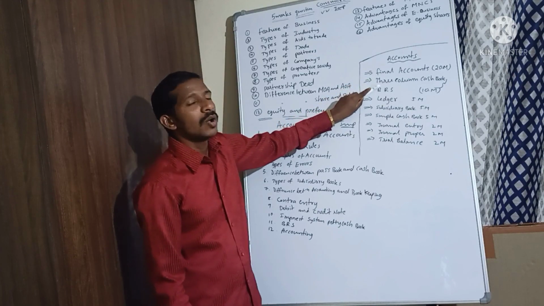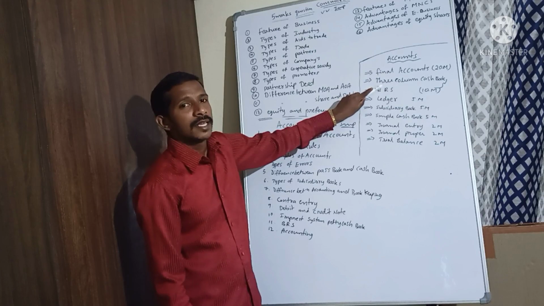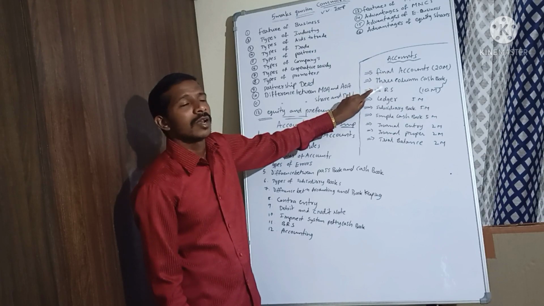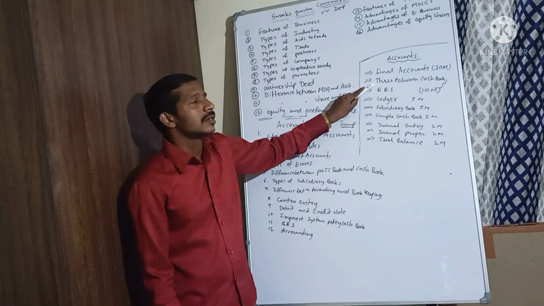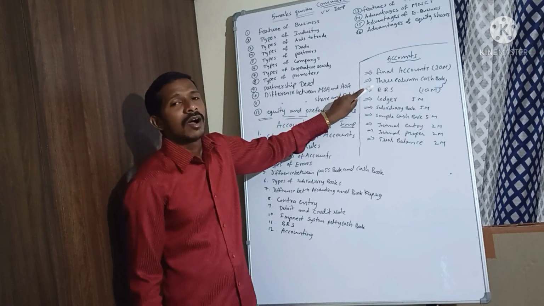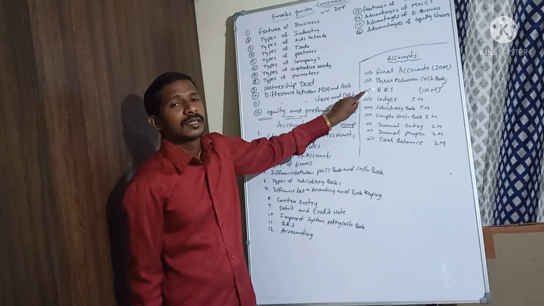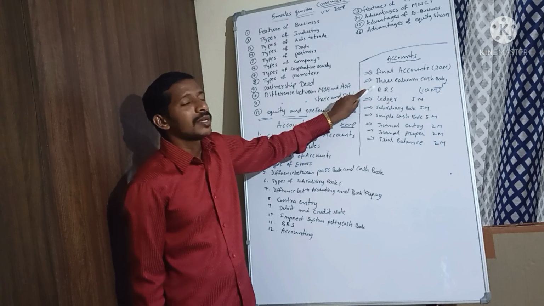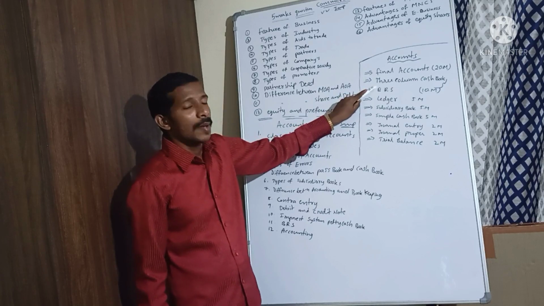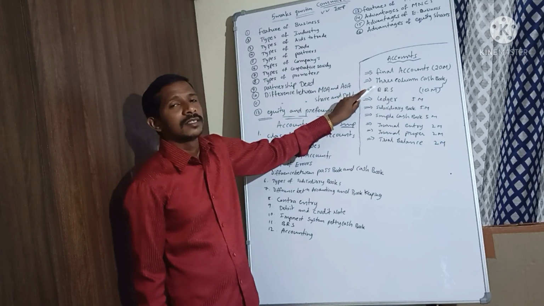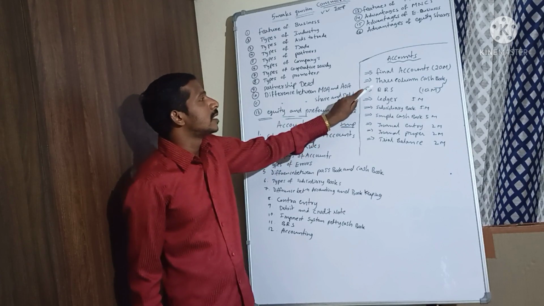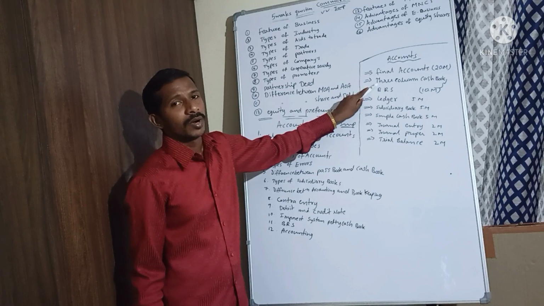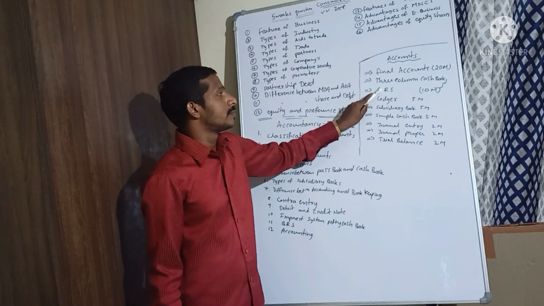Next one, 3-column cash book. Triple column cash book. For this 3-column cash book, you have to write all cash receipts and cheques received on the debit side, cash payments and cheques issued on the credit side. In the amount columns, you have to maintain three columns: cash column, bank column, and discount column. In this 3-column cash book, contra entry is important. Both sides you have to record.